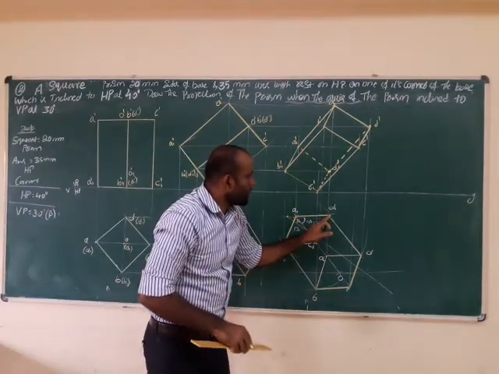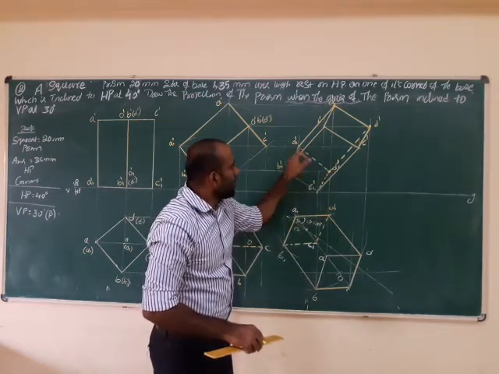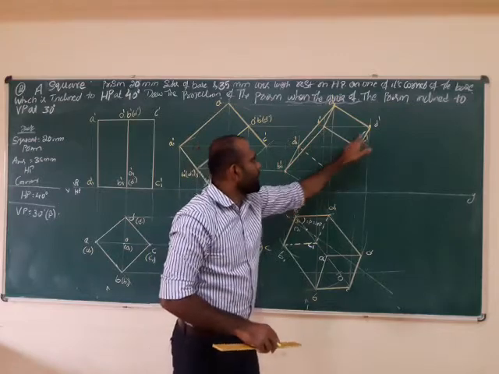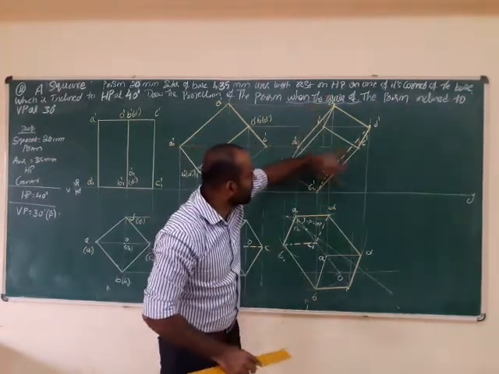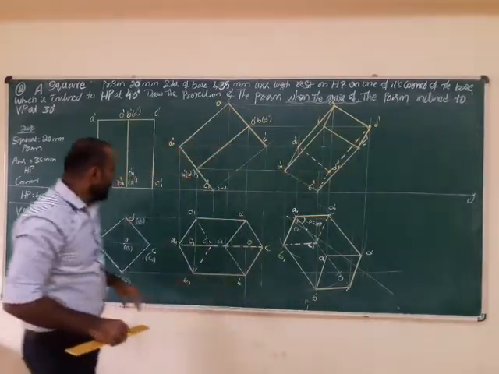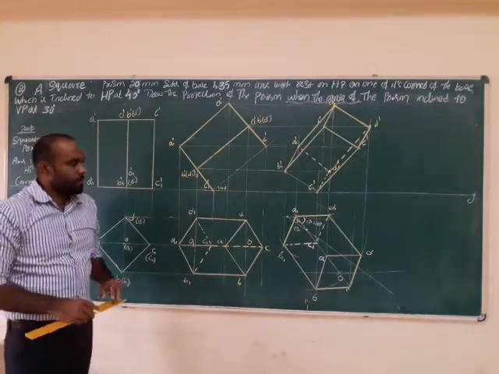This point is not visible, meaning D1 dash is not visible. Three lines are dotted lines. After that, finally, you have to draw A1 to A, B1 to B, C1 to C, D1 to D. So you get a beta problem with respect to VP. Thank you.